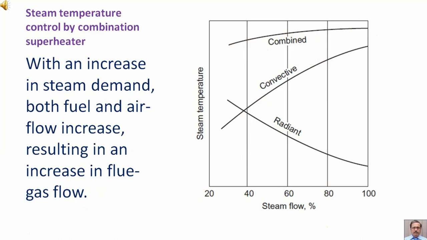With an increase in steam demand, both fuel and air flow increase, because if the steam demand increases, you have to increase the fuel, and correspondingly you have to increase the airflow also to burn that fuel, resulting in an increase in flue gas flow. Of course, when the fuel is burning in the presence of air, if both are increasing, then the flue gas is also increasing.